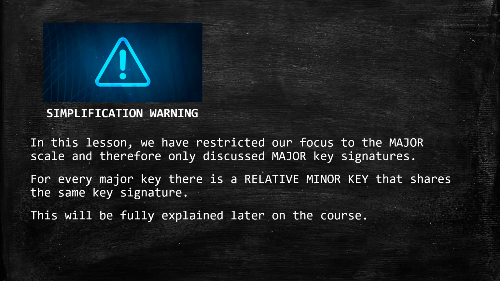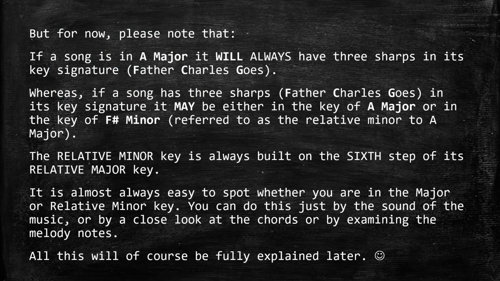Simplification warning. In this lesson, we have restricted our focus to the major scale and therefore only discussed major key signatures. For each major key, there is a relative minor key that shares the same key signature. This will be fully explained later on the course. But for now, please note that if a song is in A major, it will always have three sharps in its key signature. Father Charles Goes.